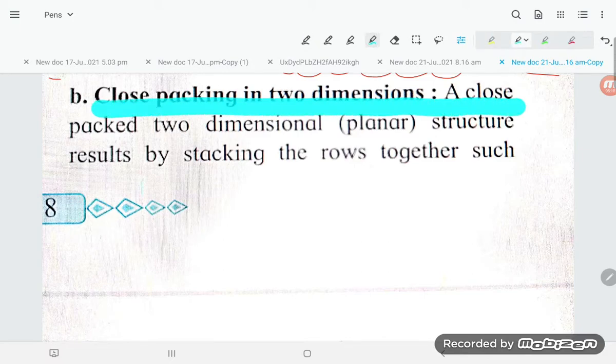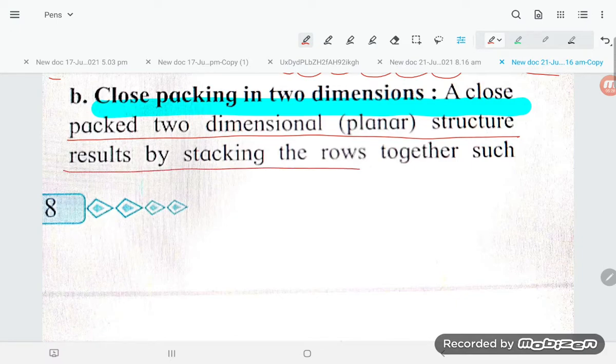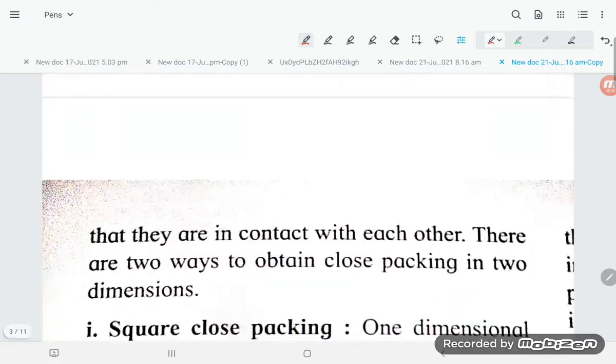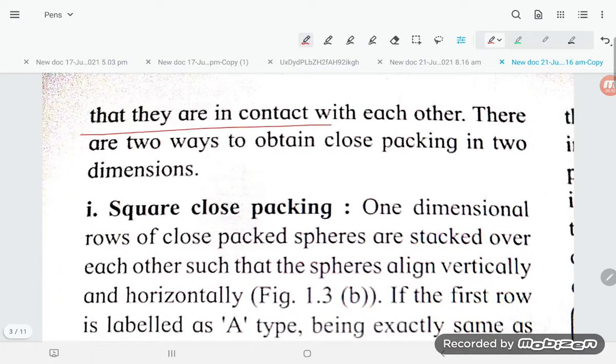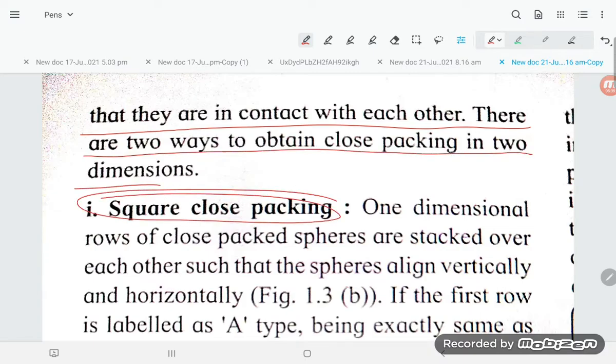Let's have a look at close packing in two dimensions. They are saying, student, a close packed two-dimensional planar structure results by stacking the rods together such that they are in contact with each other. There are two ways to obtain close packing in two dimensions. The first one is square close packing.